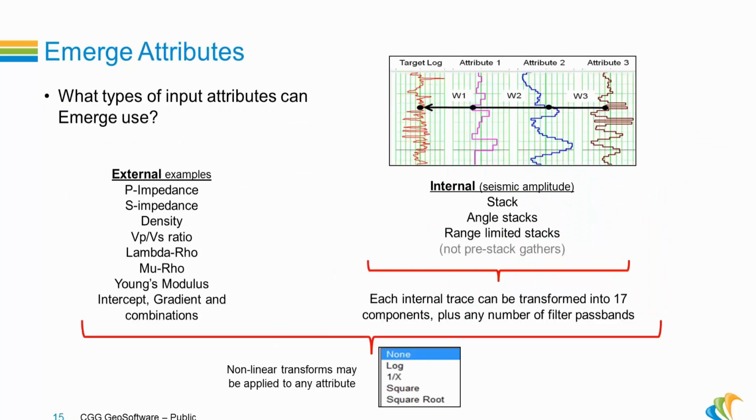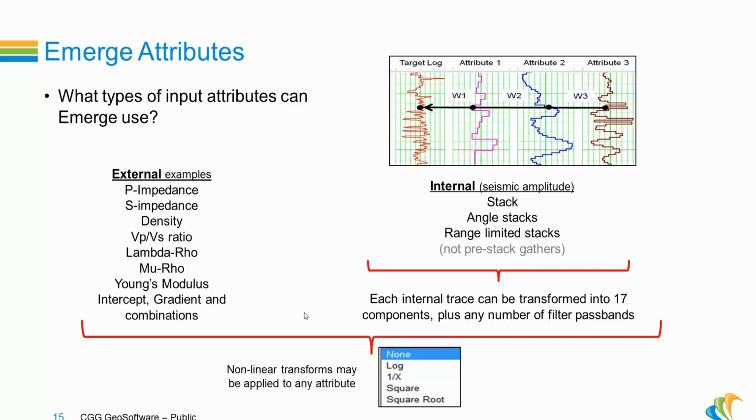But what are the attributes in Emerge? The attributes are called internal or external to Emerge. Internal attributes are based on seismic data. They can be stacks of the seismic data. Emerge can calculate 17 other attributes from seismic data, like different derivatives, filter slices, instantaneous amplitude, instantaneous frequency, or phase. There are also some attributes called external to Emerge. They are internal to HampsonRussell, but they are external to Emerge. You can also import from other sources, like P-impedance, S-impedance, density, Vp/Vs ratio, and AVO attribute analysis like intercept and gradient, and combinations of those attributes, and they are dealt with as external attributes to Emerge.